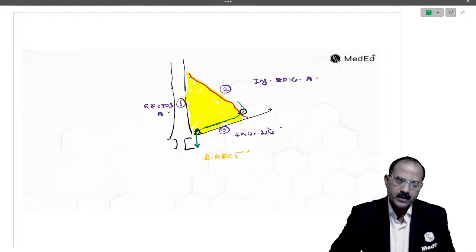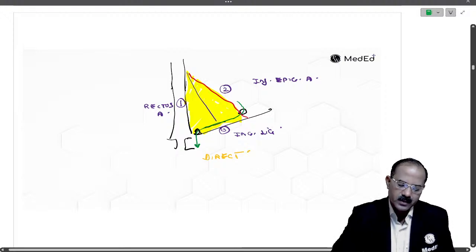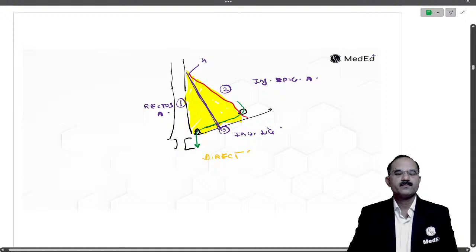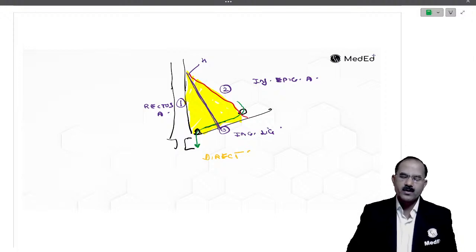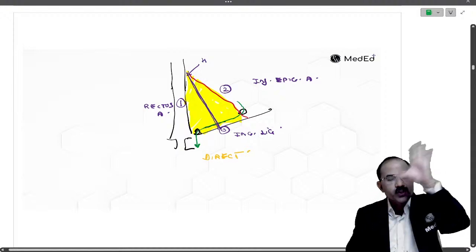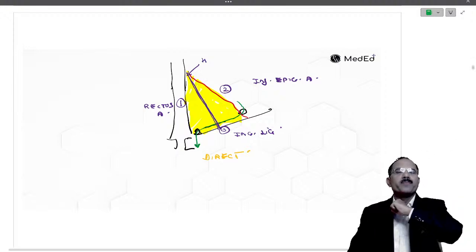Now, can anyone tell me what this structure is? This is something which divides the Hesselbach's triangle into 2 parts. What is this, number 4? Come on, tell me. What is this, number 4? This is something which divides the Hesselbach's triangle into 2 parts.